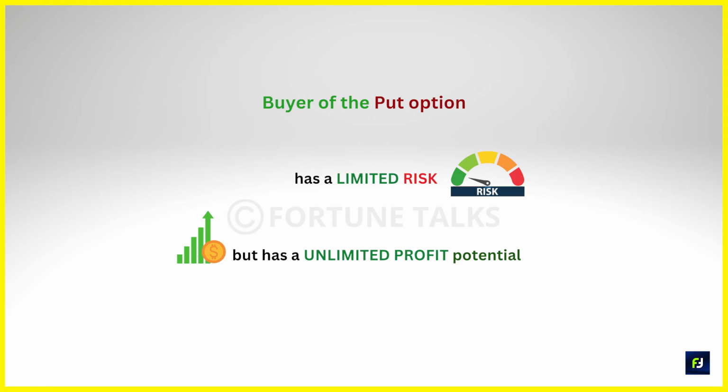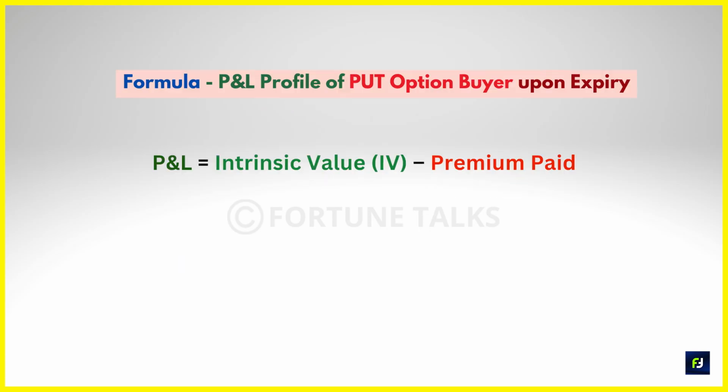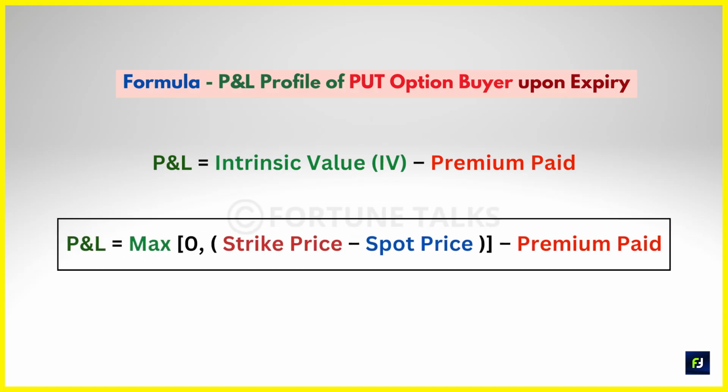This calculation is fairly simple. The general formula for finding the put option P&L for a given spot price upon expiry is given by the difference between the intrinsic value and premium paid. If you expand the IV term, the formula would look something like this. Please do bear in mind that this formula is applicable on positions that are held till the expiry. As you can observe, the basic formula for calculating the P&L for a put option is the same as that of a call option, but the calculation of the IV term is different.